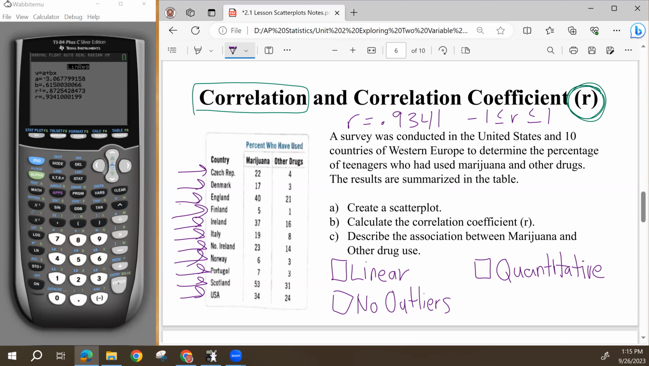It would be a bad idea to take this information and try to make some sort of inference or conclusion about the entire world. We could say, based on our data set, there seems to be this strong positive linear relationship between marijuana use and other drug use in these countries.